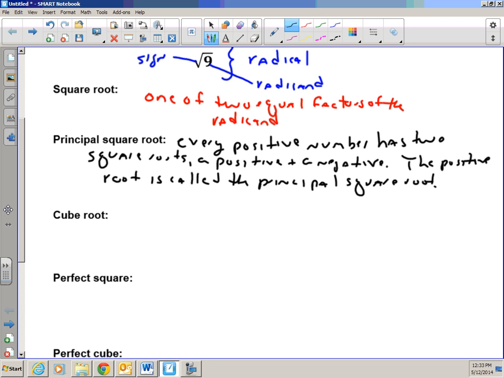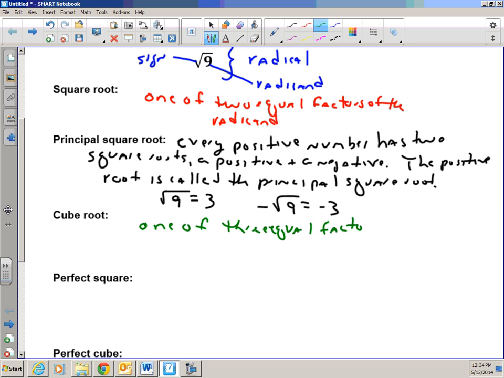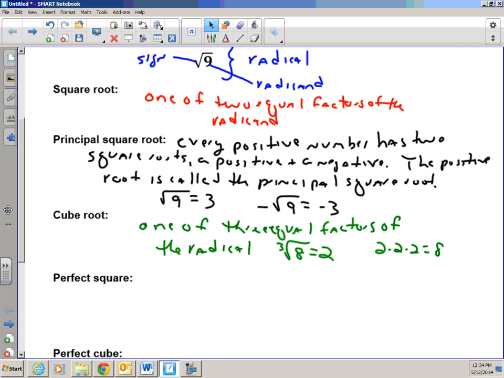So what we would say is, although we know the square root of 9 is 3 and negative 3, when answering any questions, we would say the square root of 9 is 3. If we wanted the negative, we would put a negative sign out there to say we want negative 3. Okay? All right. A cube root is one of three equal factors of the radicand. So again, the cube root of 8 is 2 because 2 times 2 times 2 is equal to 8.